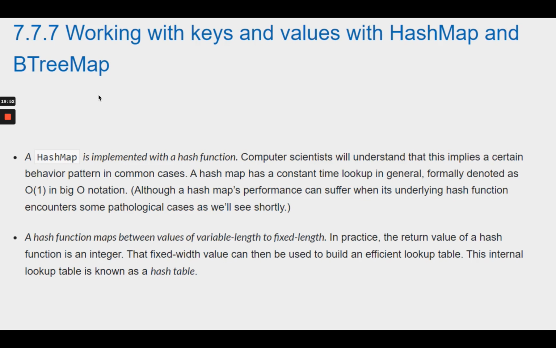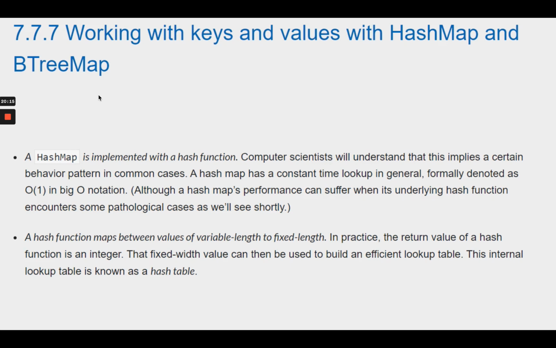Computer scientists will understand that this implies a certain behavior pattern in common cases. A hash map has a constant time lookup in general, formally denoted as O(1) in big O notation, although a hash map's performance can suffer when its underlying hash function encounters some pathologic cases, as we'll see shortly.